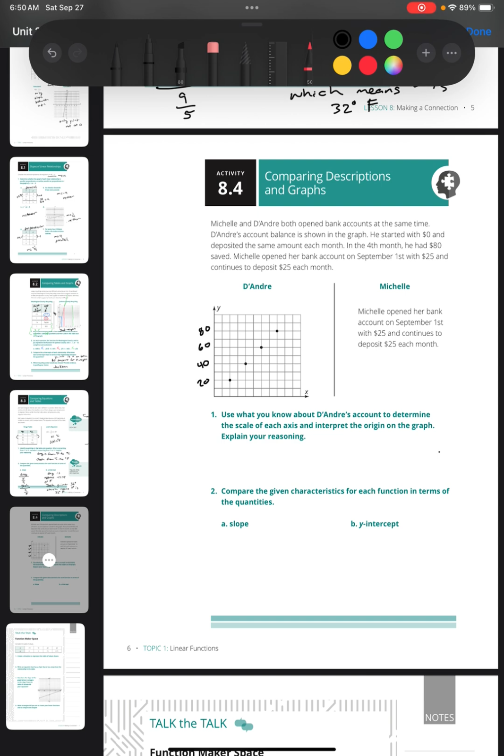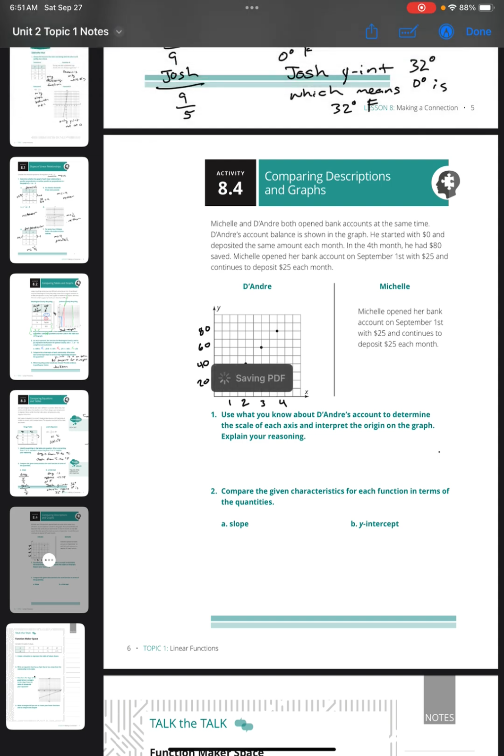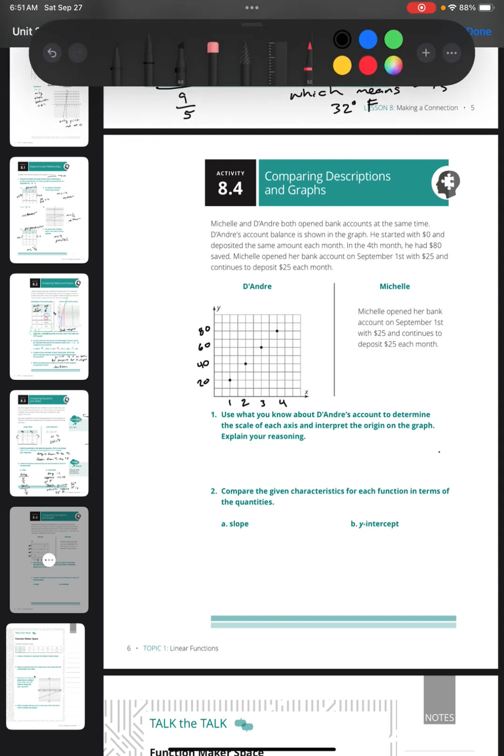And then we know his deposits were happening each month, so we can say this must be the 1st month, 2nd month, 3rd month, 4th month. Okay, so there's the scale of his graph. That page update, there we go. So we got the scale of each axis, we did our explaining of it. Number 2, compare the given characteristics of each function in terms of the slope. Well, for DeAndre, his slope, since he's going 20 each month, is 20. So that just represents $20 each month.